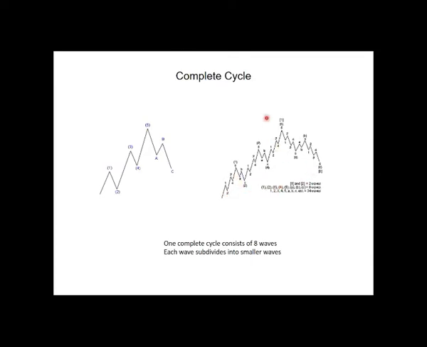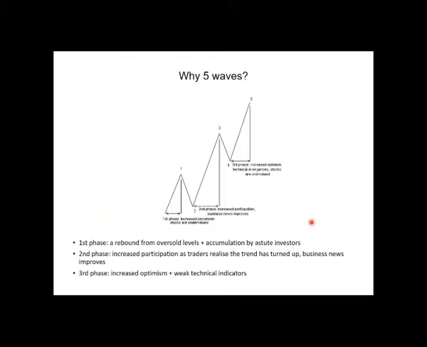And then when we get to the top, after 5 waves up, and we start a correction in 3 waves, A, B, C, that wave A, this time, is in 5 waves. And that wave C also is in 5 waves. That is important because it will help you identify where you are in the wave count. So this is what I call subdividing. Each wave subdivides into smaller waves.